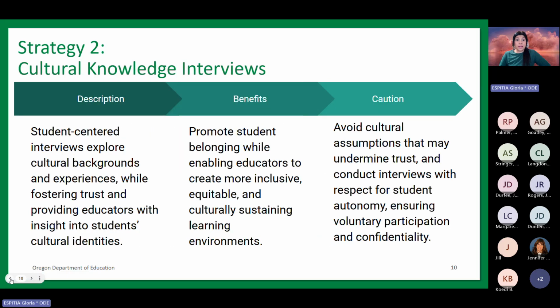Has anybody done these interviews? Some people might call them empathy interviews. They're similar to empathy interviews, but they have the specific focus on really understanding that cultural background. So I'll give some wait time to see if anybody might want to unmute rather than put it in the chat.